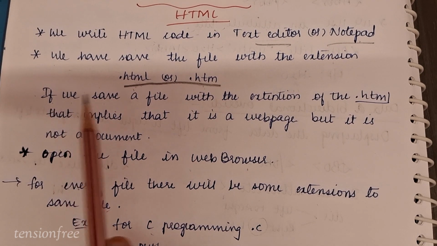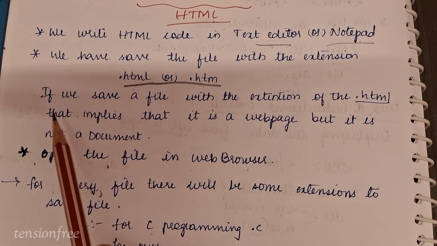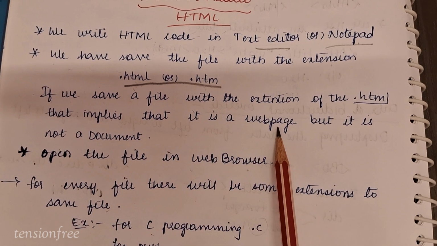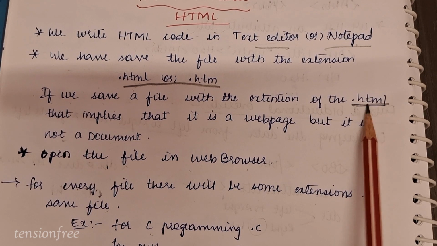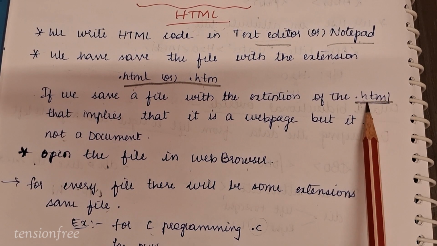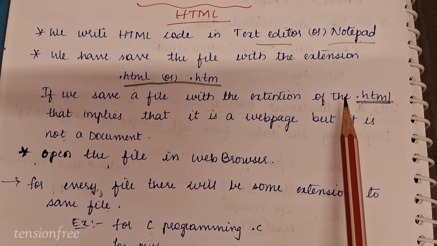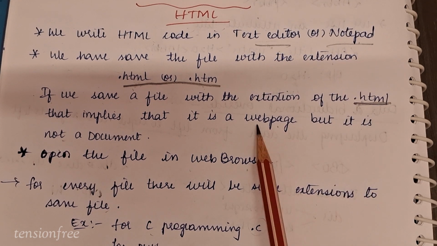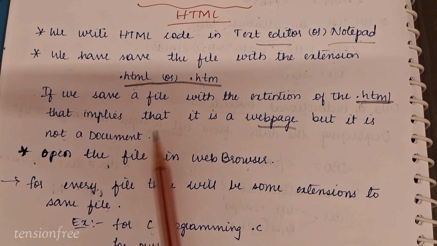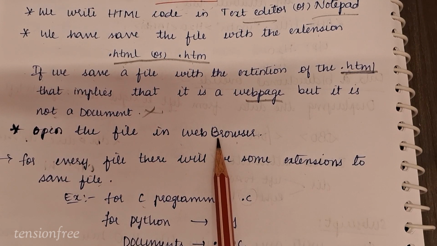With these extensions, we can say that it is an HTML document. Look at this. If we save the file with the extension .html, that implies that it is a web page, but it is not a document. That is, by using these extensions, we can say it is a web page. The document which we have created and saved using this extension will become a web page. It is not called a document. Okay, open the file in the web browser. We need to open that file in the web browser.